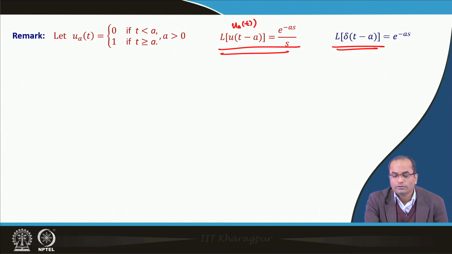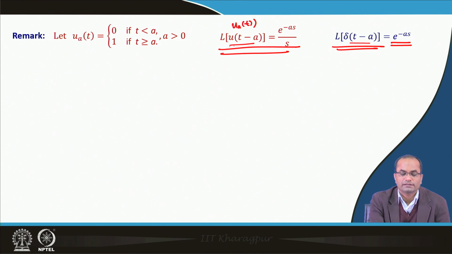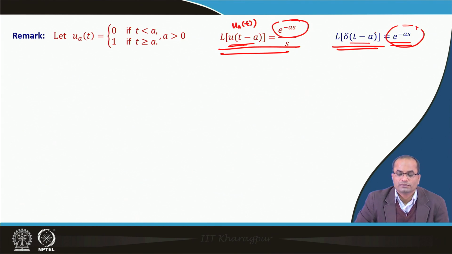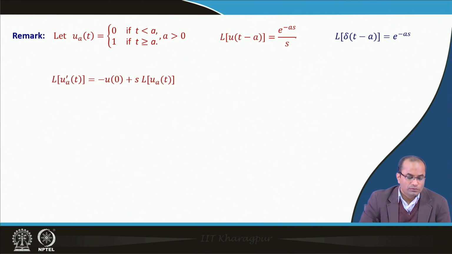We also know that the Laplace transform of the Dirac delta function is e to the power minus as, and we will try to give some intuition about the relation between the Dirac delta function and the Heaviside function, because if we take a closer look at their Laplace transforms, they have e to the power minus as in common. We know the derivative theorem: the Laplace of the derivative of u_a will be minus u_a(0) plus s times the Laplace of u_a(t).